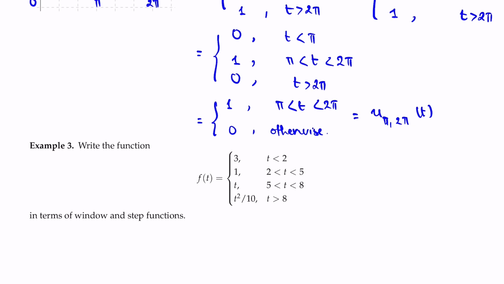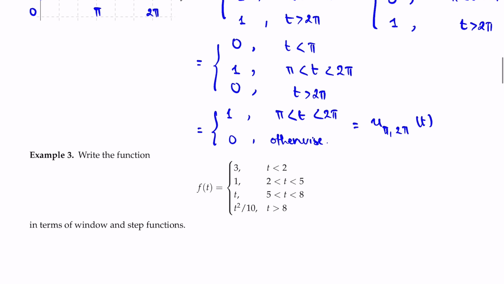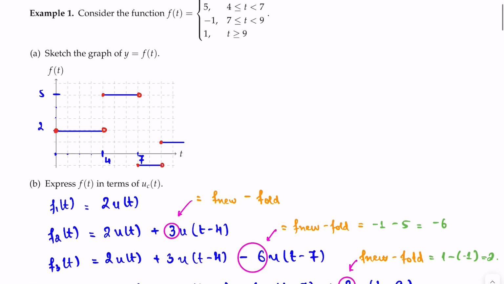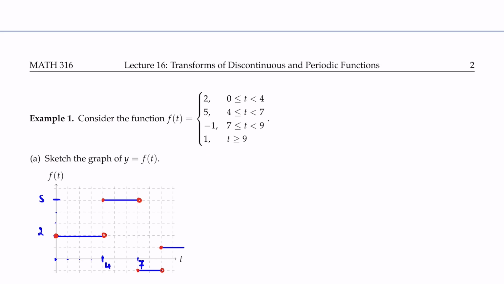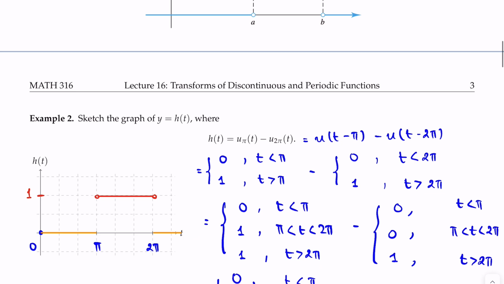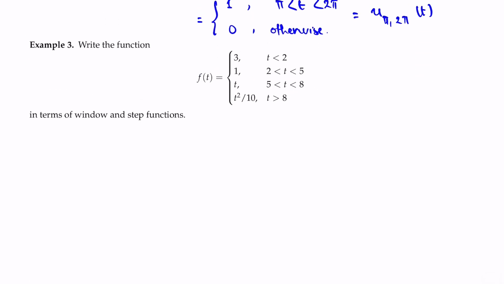So example 3, you have this piecewise defined function. I want to rewrite this function in terms of step functions and window functions. See what you get. This function is very similar to what we see in example 1. The difference is that in example 1 you only have constant functions at every interval, but for this function you have t squared over 10, which is not a constant function. And you're going to follow what we saw earlier in example 1, and use it in order. Okay, let me show you how that works.